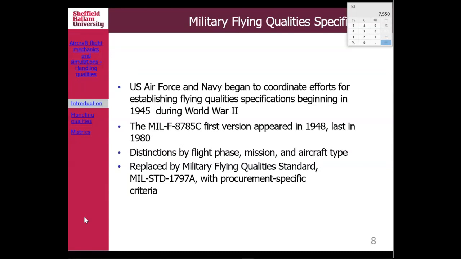Now, it is the responsibility of you as a designer or a manufacturer to demonstrate that your aircraft complies with the appropriate specification prior to delivering your aircraft for acceptance by the airliners or by the operators.